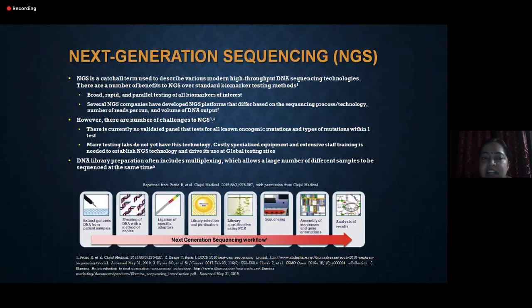A few points about NGS. This is modern high-throughput DNA sequencing, which has a number of advantages over the standard biomarker testing, the most common being that it allows for parallel testing of all the biomarkers of interest. The problem with NGS, I believe, is that not all of the NGS platforms have undergone proper validation, and that I think will be the problem again for the indigenous companies in India that have come up with their own NGS platforms.